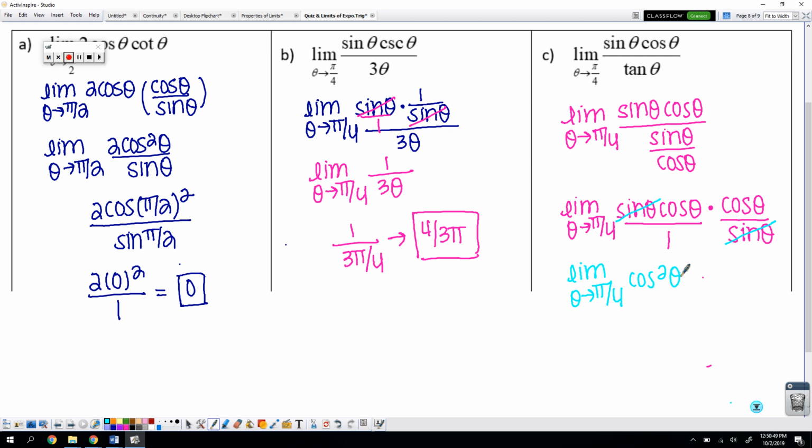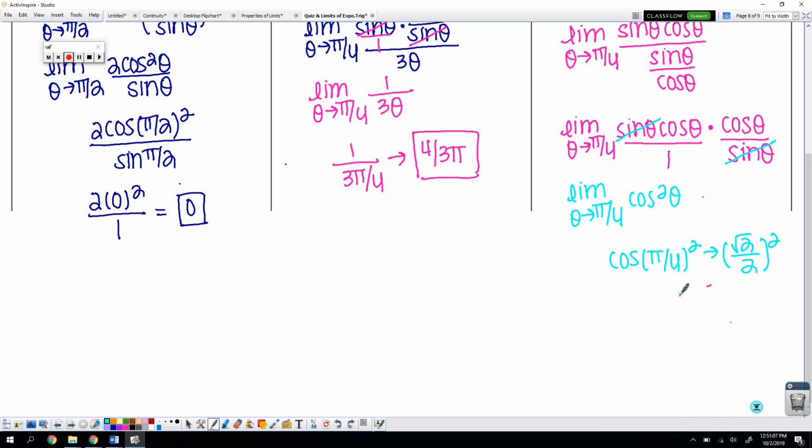Now we can just go through and plug it in. So we have the cosine of pi over 4, and then we need to square it. So that's going to be root 2 over 2, and then square it. So when you do root 2 over 2 and you square it, you get 2 over 4, which is just 1/2. Okay? Now we're going to go on to the next page.